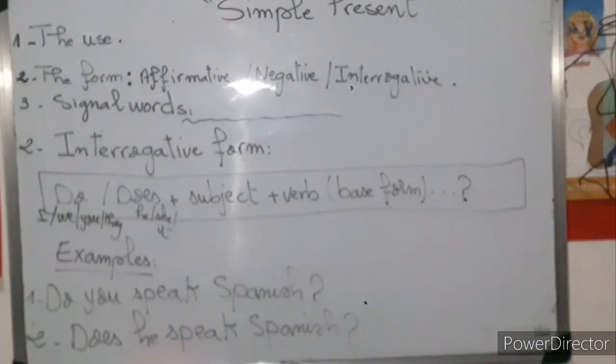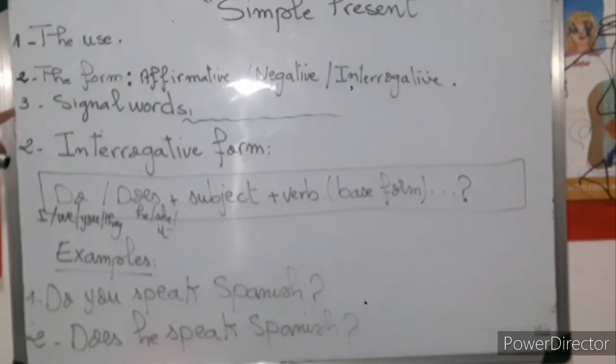Does he speak Spanish? Again, we invert the subject with the auxiliary. So the subject here is he. So I write does. If the subject is she, again, does. Okay? So does he speak Spanish? The verb is in the base form. So I hope that the three forms are quite clear: affirmative, negative, and interrogative. You have just to concentrate a little bit and it's going to be quite easy.